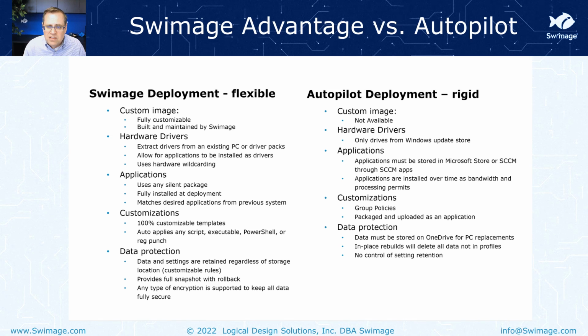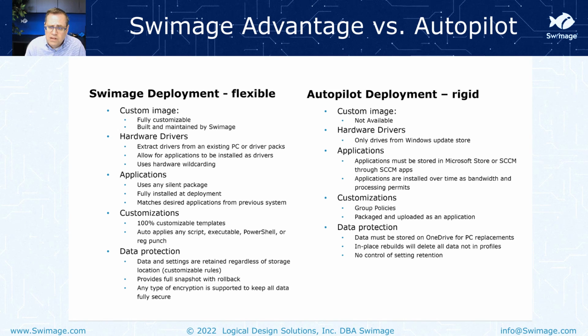On the Autopilot process, a little more rigid on that. If you really want to maintain your data on a PC replacement, you have to have it in OneDrive. There's no process in Autopilot to go directly from PC to PC or even to some type of external storage. You have to have it in OneDrive for it to get restored.